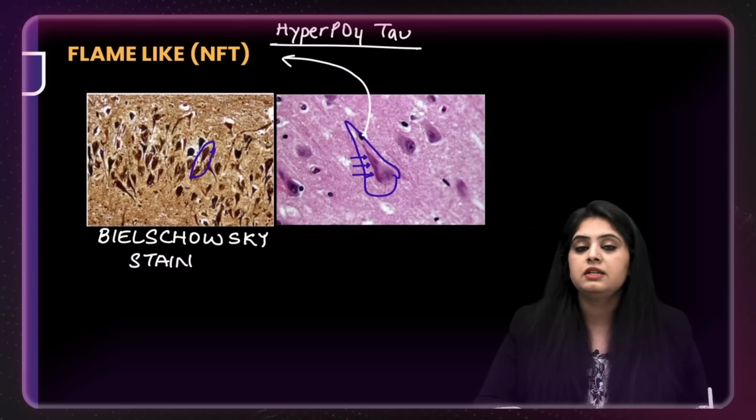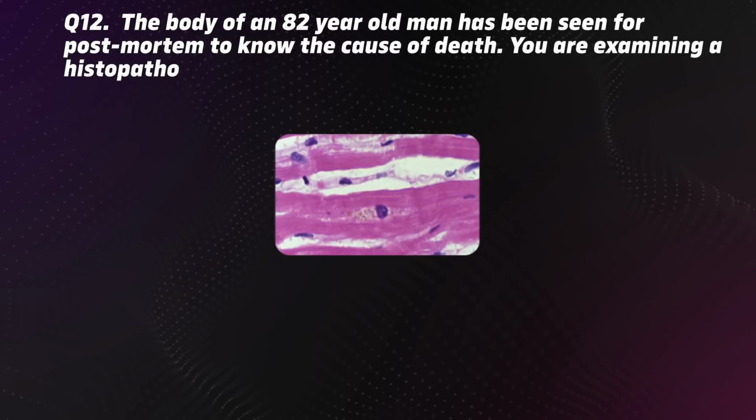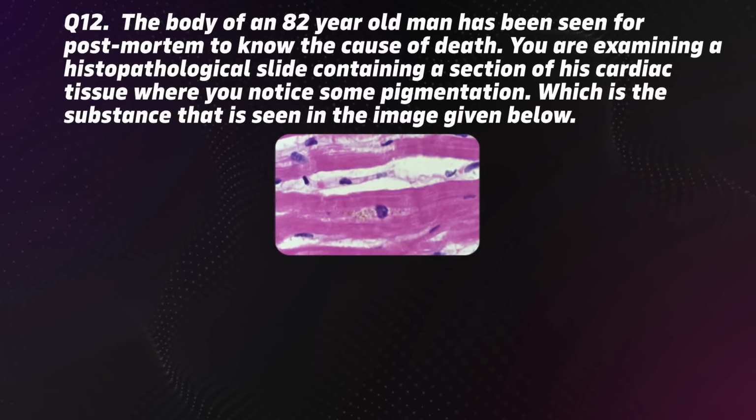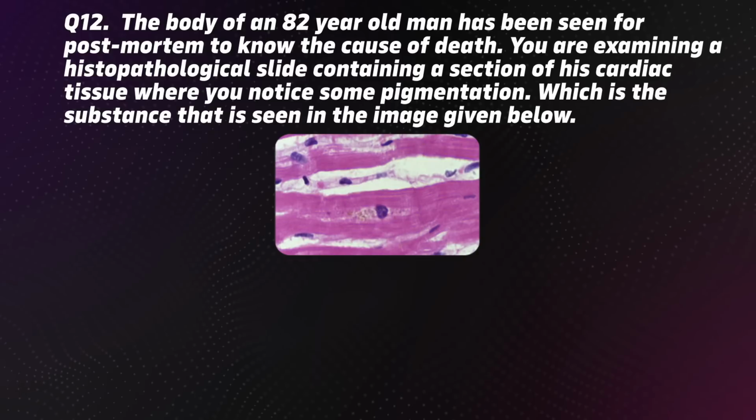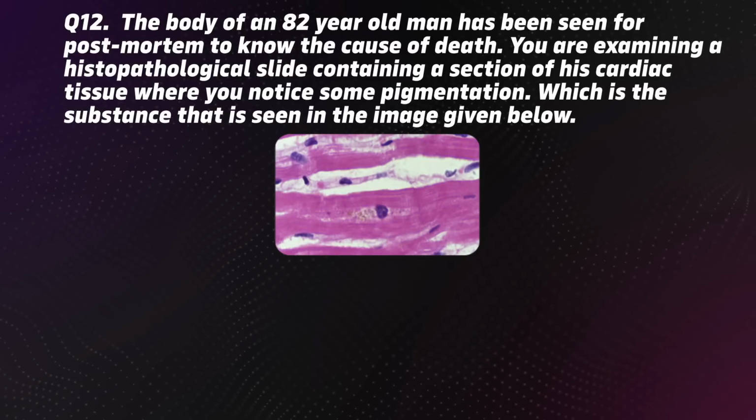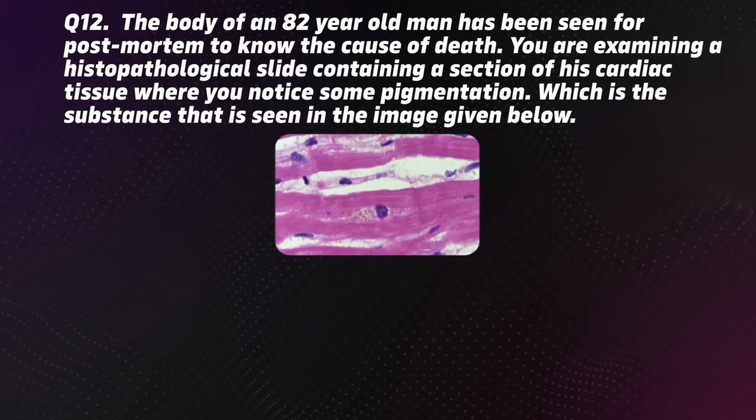Hyperphosphorylated tau protein. Question 12. The body of an 82-year-old man has been seen for post-mortem to know the cause of death. You are examining a histopathological slide containing a section of his cardiac tissue where you notice some pigmentation. Which is the substance that is seen in the image given below?